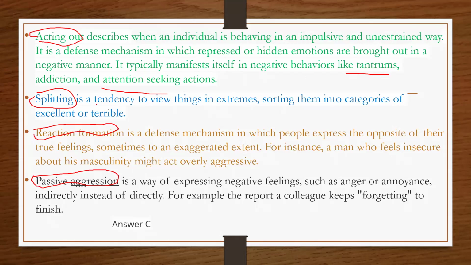Now, splitting is a separate thing. Splitting is the tendency of someone to view things in extremes and not in a middle way. So, for example, in COVID, let's take one person. Okay, how can I explain? For example, one person has got a mild COVID disease. That person is not very highly symptomatic, having a mild cough and cold and fever.